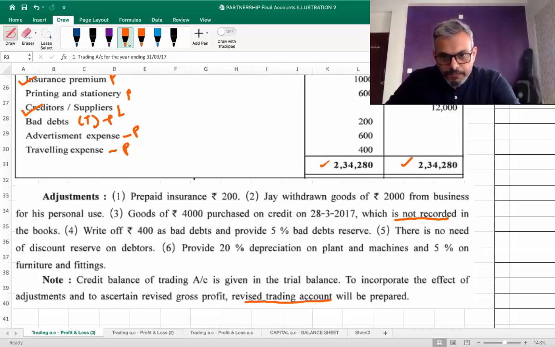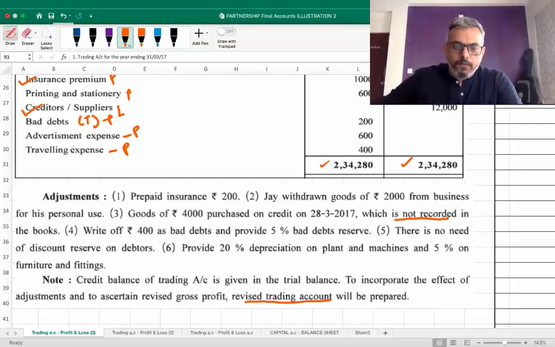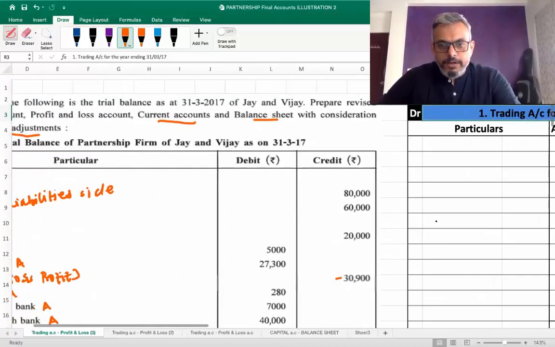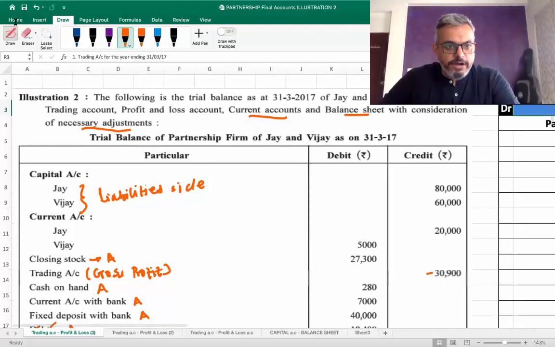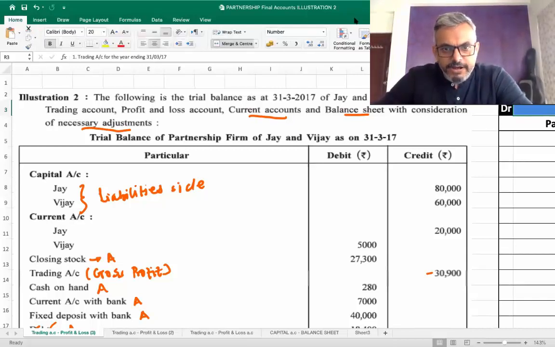Now you prepare partner's current account and you prepare balance sheet. As you have already prepared the format, because it was an illustration and you knew this was to be done, let's go to the sum directly now.